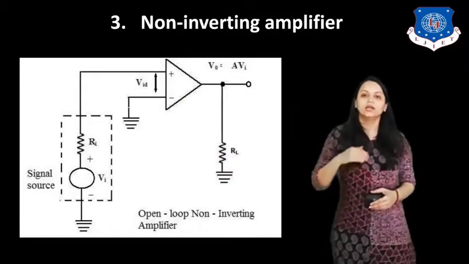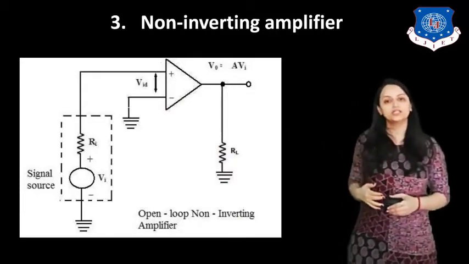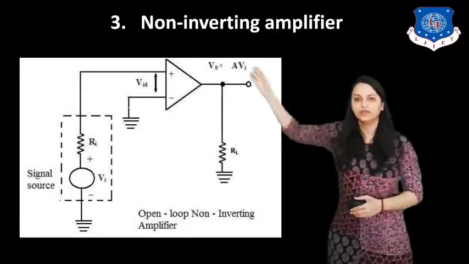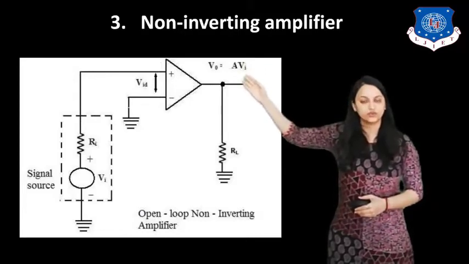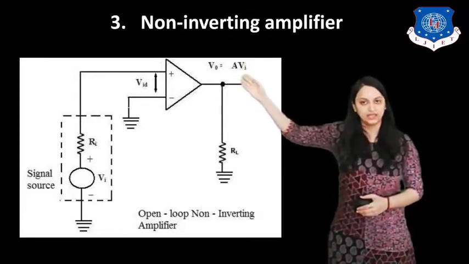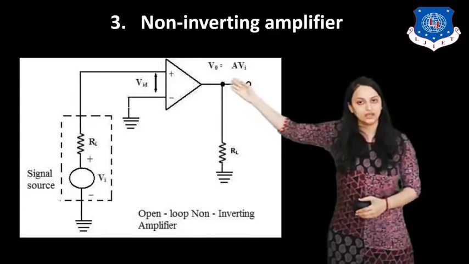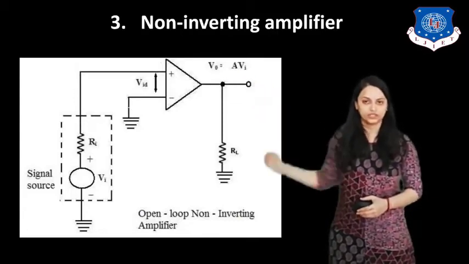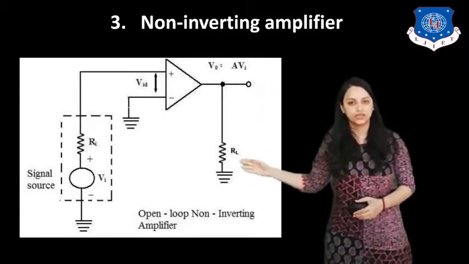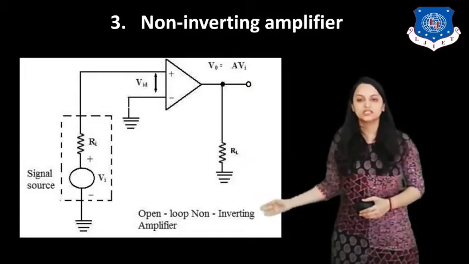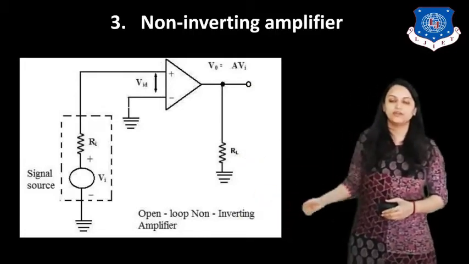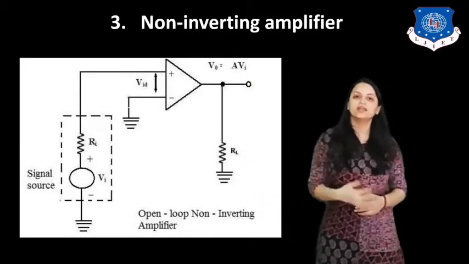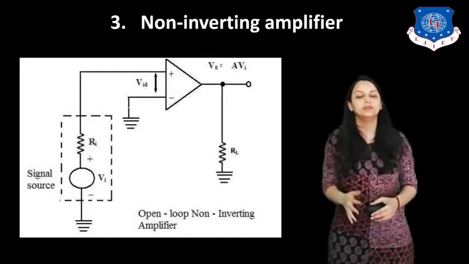Okay? As the input is given to the non-inverting terminal, we are getting the output positive. So VO equals A into VI, where A is the voltage gain and VI is the input voltage. Here RL is the load resistance connected. So this is the open loop non-inverting amplifier circuit. It is very obvious that the output will be in phase with the input.